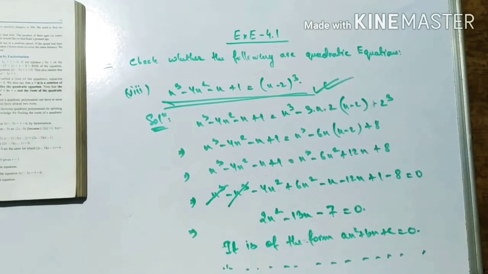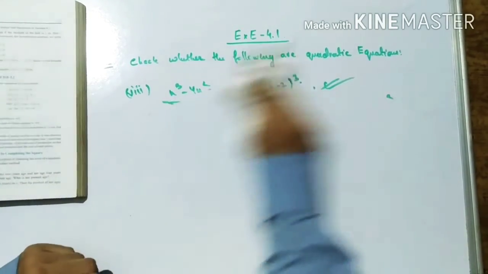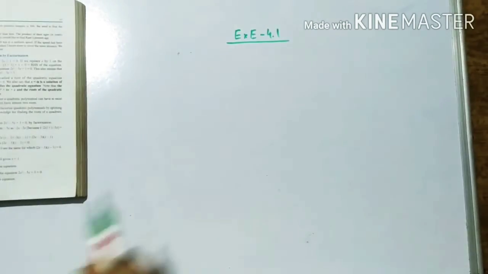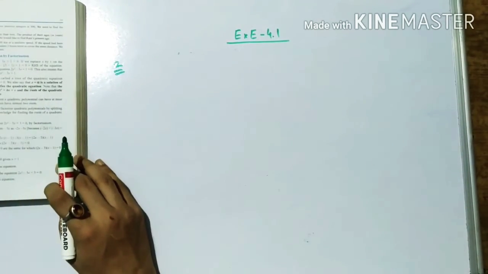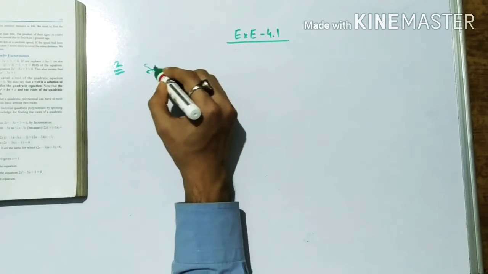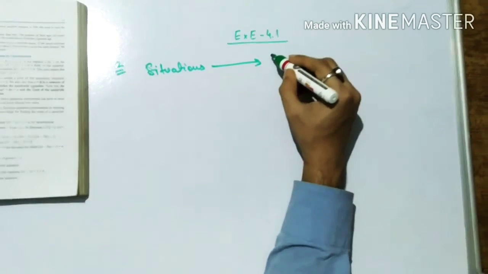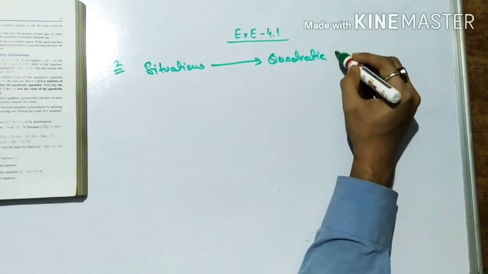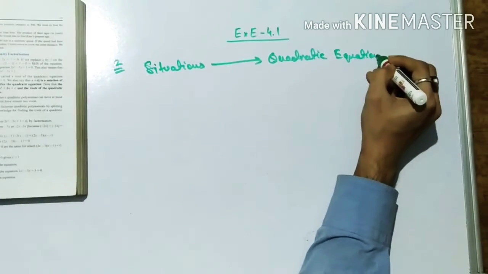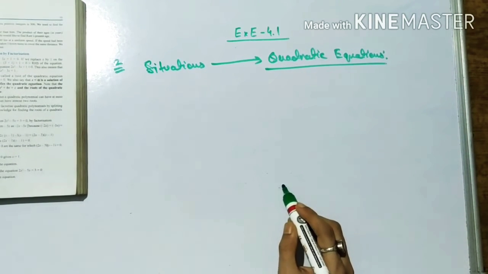Represent the following situations in the form of quadratic equations. Okay, type 2. I have to represent the following situations in quadratic equation. That means I have to represent the situation in what? Ax square plus bx plus c is equal to 0 form.